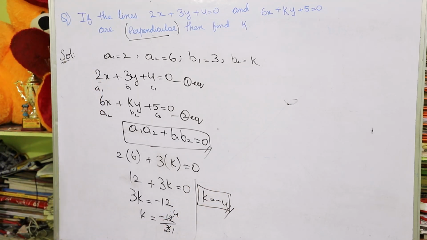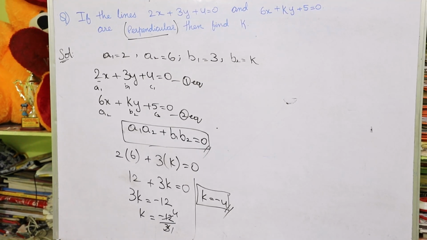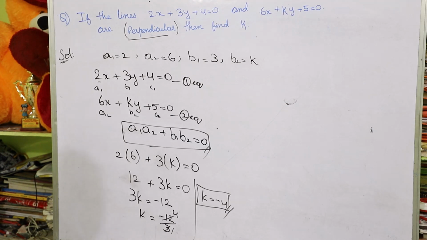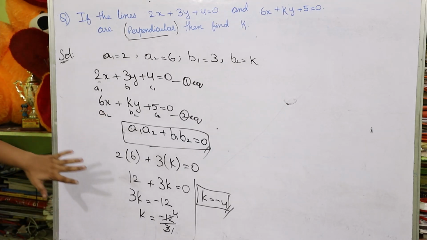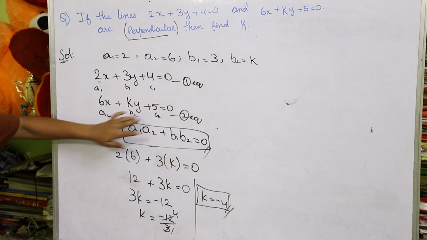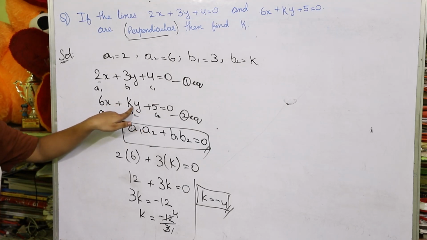Is the board clear? Can you see the board? So the k value we got is k is equal to minus 4. Clear guys? So this is how we find the missing values, either here where they have asked to find the k value.